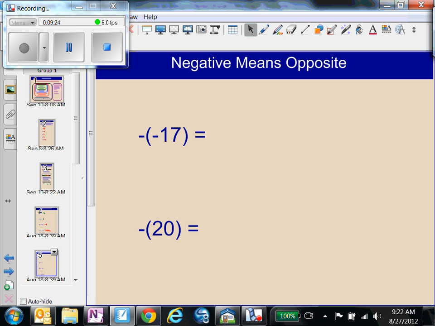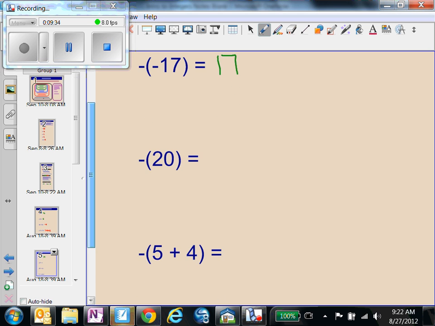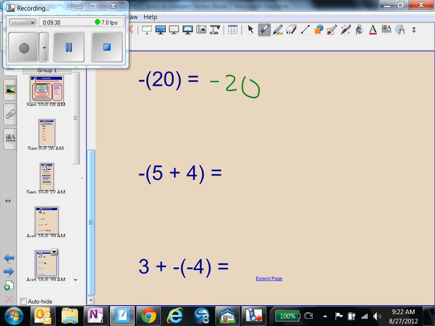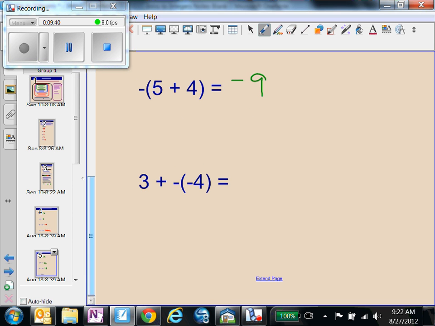What's the opposite of -17? 17. What's the opposite of 20? What's the opposite of 5 plus 4? What's the opposite, or excuse me, what's 3 plus the opposite of -4? 3 plus 4 is 7.